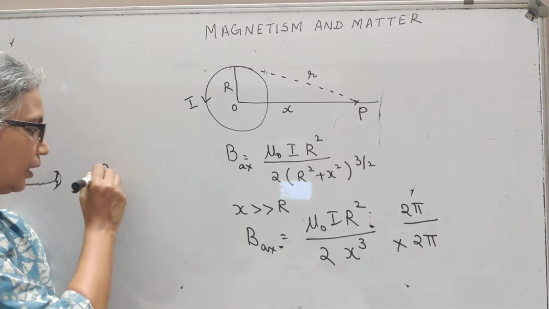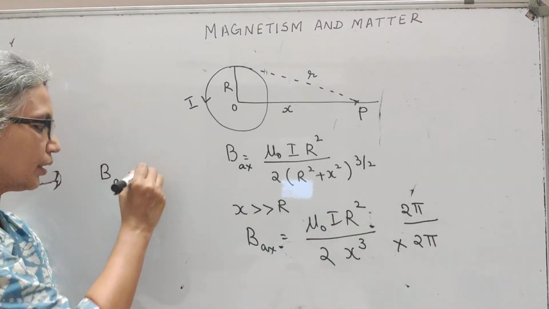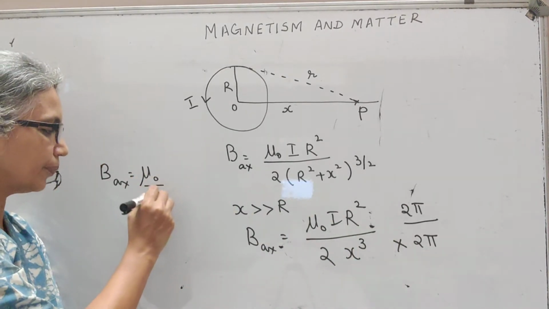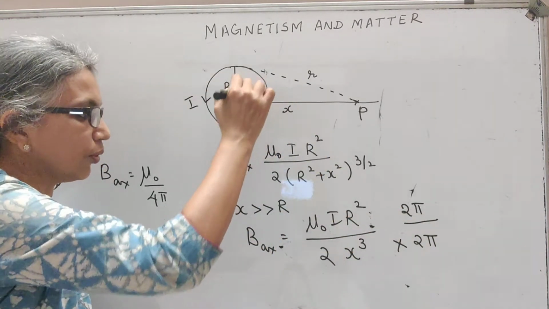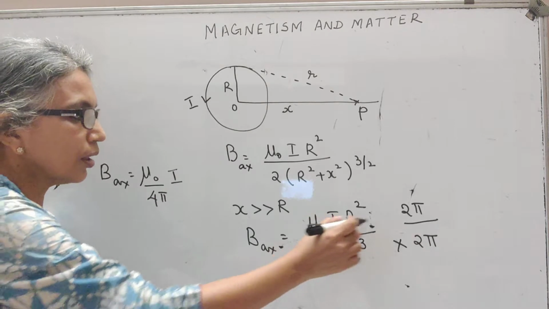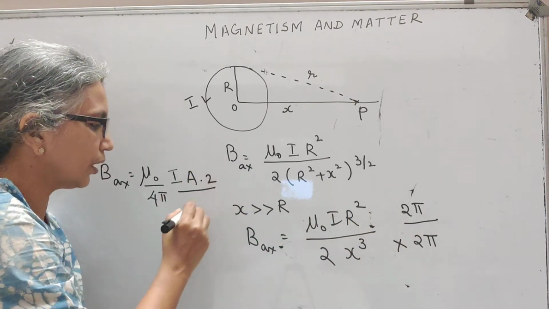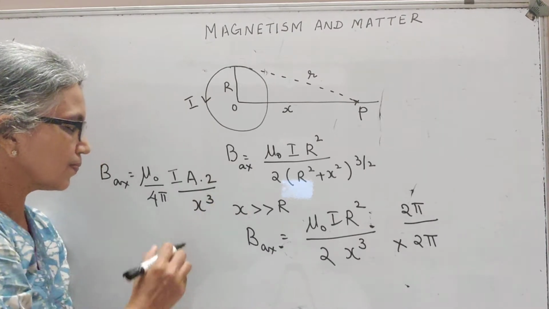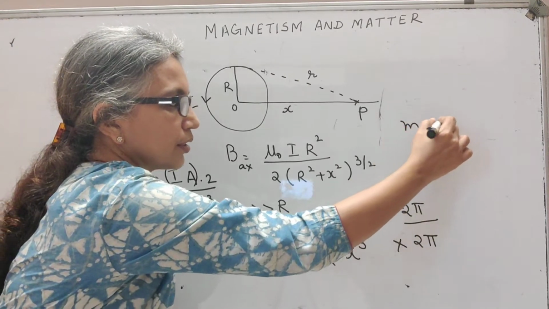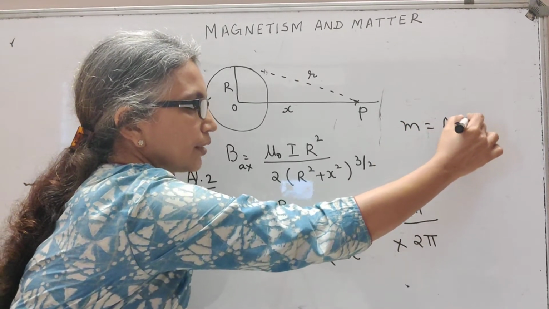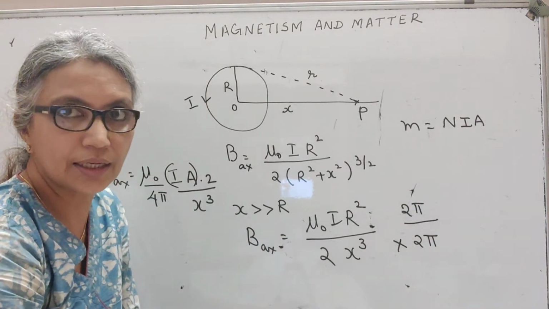Now I may write this as B axial equal to this mu 0, 2 into 2 pi, I'll write it as mu 0 by 4 pi. Then this pi r square, you know, will be the area of the coil. So this I into pi r square I will write as A into 2 by x cube. This I into A, last chapter we discussed magnetic dipole moment as NIA. Remember, magnetic dipole moment is NIA.